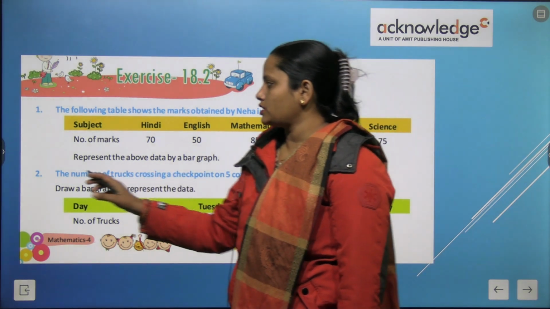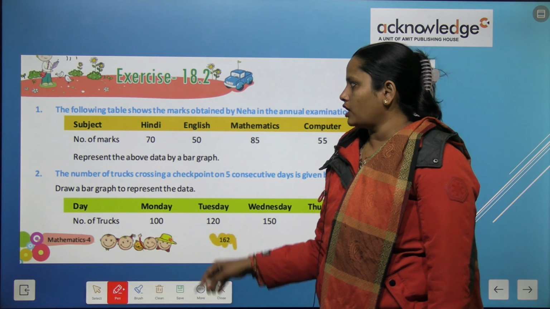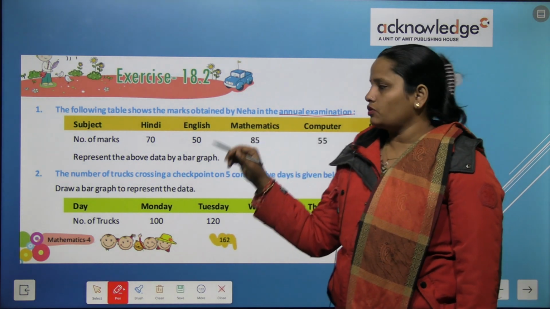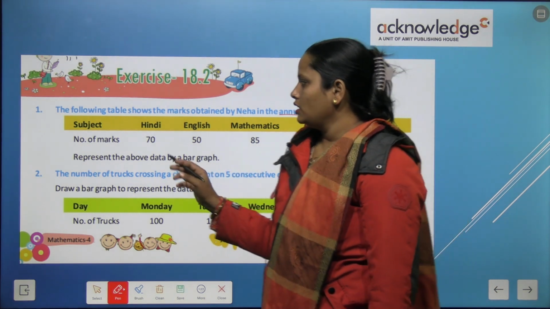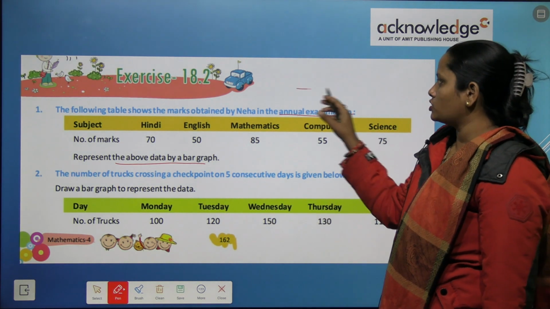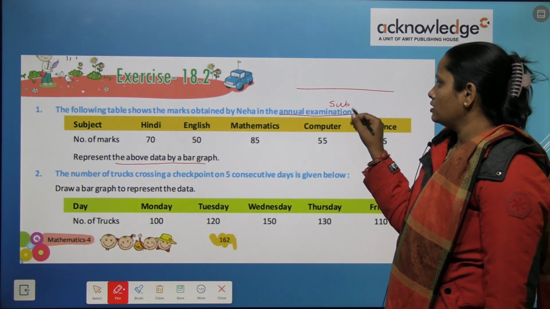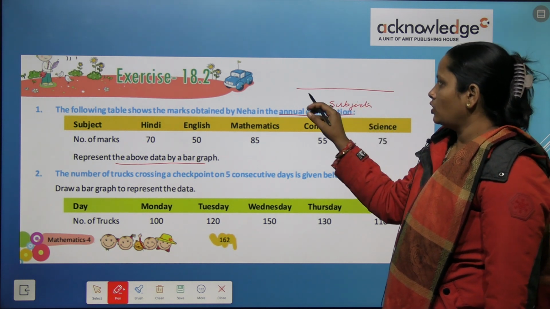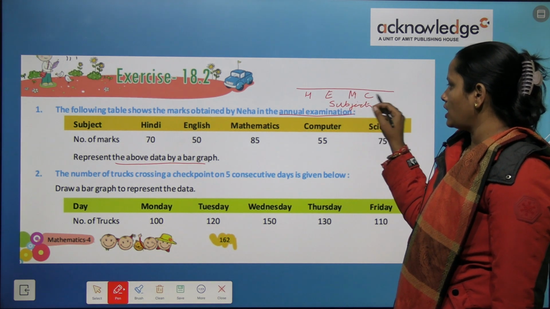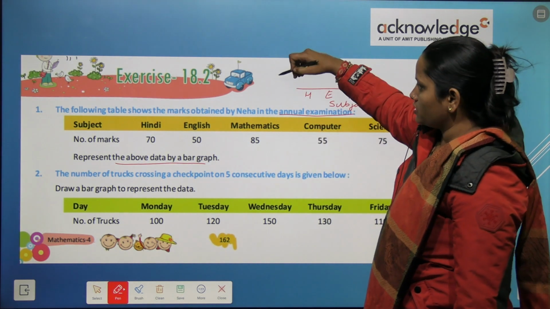Now let's do this exercise 18.2. The following table shows the marks obtained by Neha in an annual examination. So Neha को annual examination में ये marks मिले हैं. Represent the above data by a bar graph. तो एक bar graph बनाना है और उसपे हमें represent करना है. So हम यहाँ पे लिखेंगे subjects. कौन सा है? हिंदी, इंग्लिश, मैथ्स, कंप्यूटर एंड साइंस. Now number of marks.